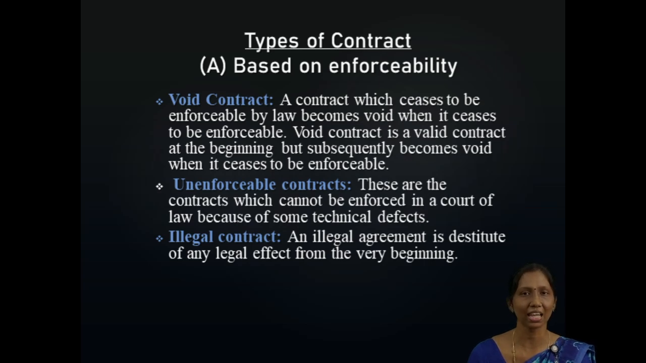Next one is illegal contract. All contracts should be legal contracts. If any illegal product is sold or illegal products are involved in the process, we can say it is an illegal contract. So these are the contracts based on enforceability.